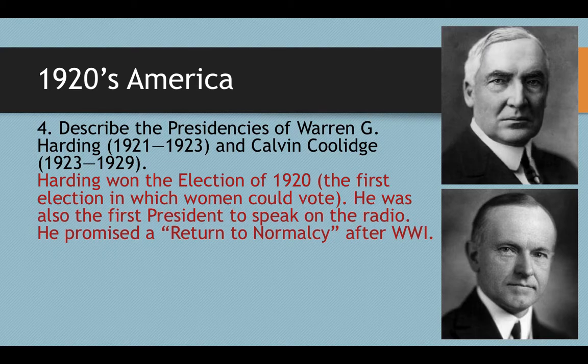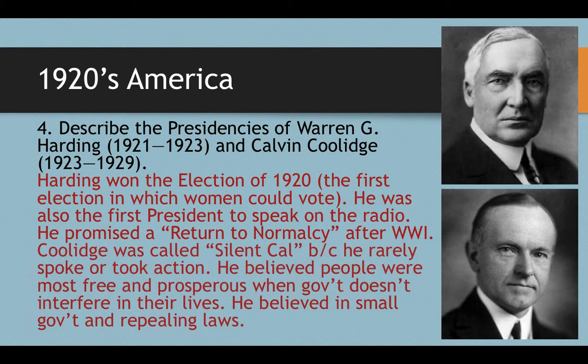And his campaign promise was a return to normalcy. Remember, we're fresh off the heels of World War I. America does not want to be involved in any European conflicts anymore. We want to be isolated again, and Harding promises a return to normalcy. He basically said, we'll make America normal again. No more crazy wars. Things are going to be just fine.